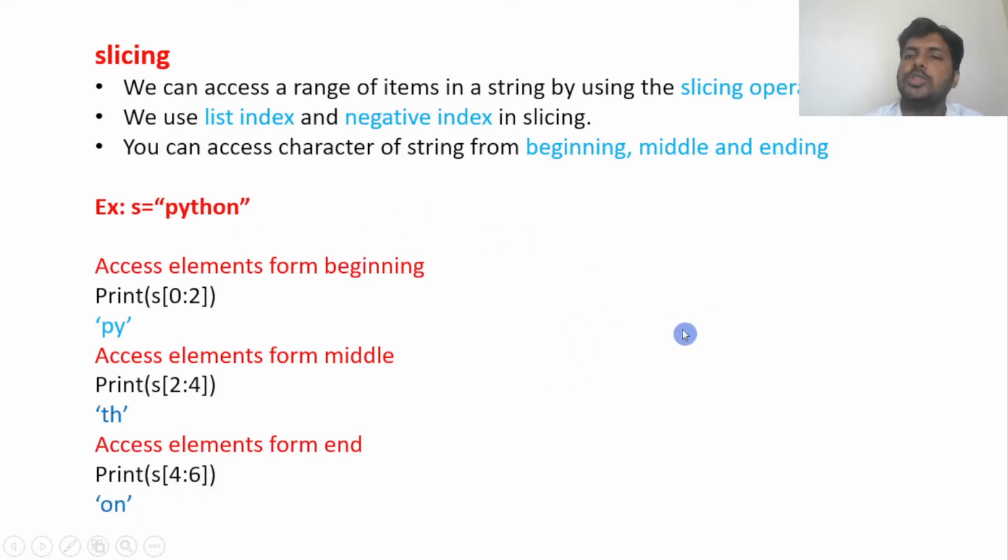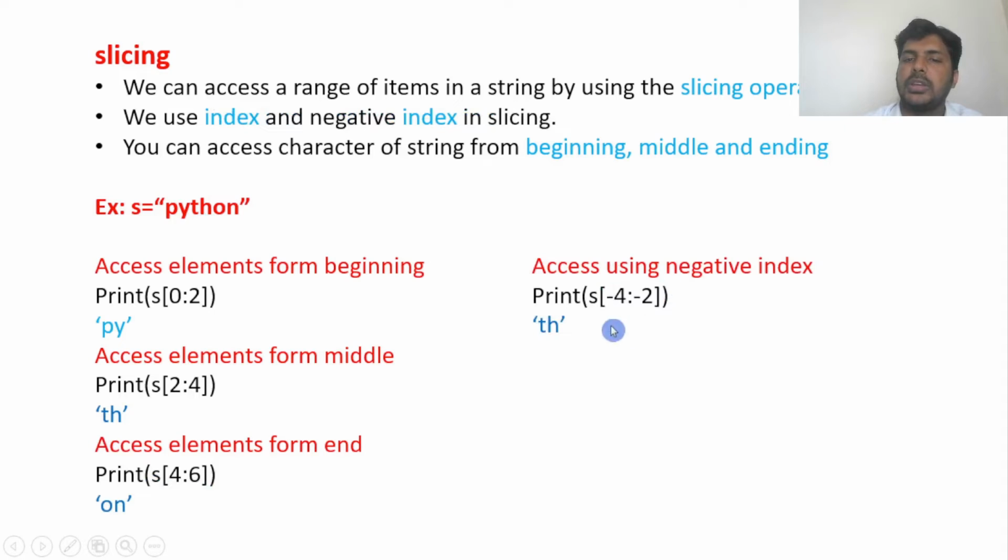You can also use negative indexes. For example, if I say minus 4 colon minus 2, what will it print? th, because it starts from minus 4, which is t, and minus 2 is o, but it will print only up to before o, that is th. So this is how we can access elements by using indexing, negative indexing, and slicing.